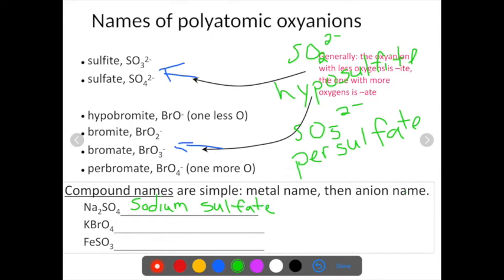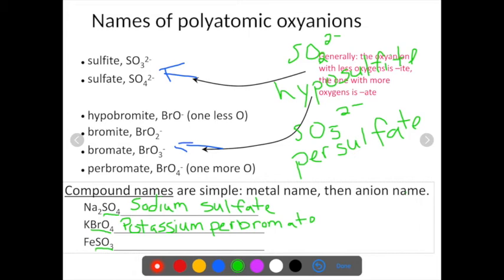That's why it's so important for you to have the polyatomic ions memorized so that you can recognize them in the formula. You need to know that SO4 is sulfate, BrO4 is perbromate, SO3 is sulfite. If you can't recognize them in the formula, you won't be able to name them. Okay, so K is potassium, and then BrO4 is perbromate.